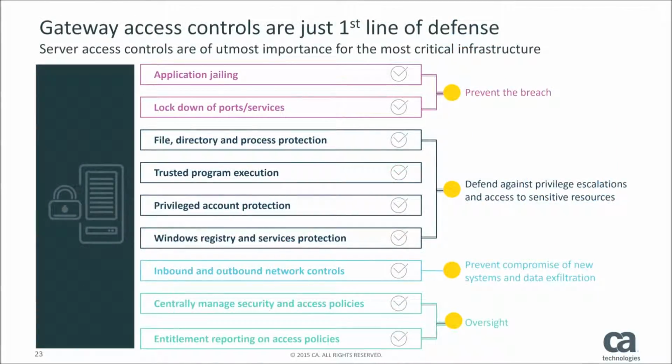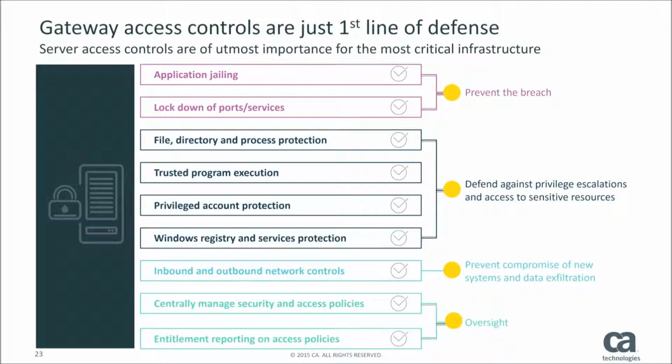But gateway access controls are just one line of defense. You need to go further to have so-called defense in depth. To prevent the breaches, you have to lock down ports and services on your servers. You have to do application jailing, so you prevent applications from executing if they are not trusted. You have to monitor the files, directories, and processes which are critical to your infrastructure. Protect the privileged accounts once someone gains access to the console. Protect Windows registry and services.